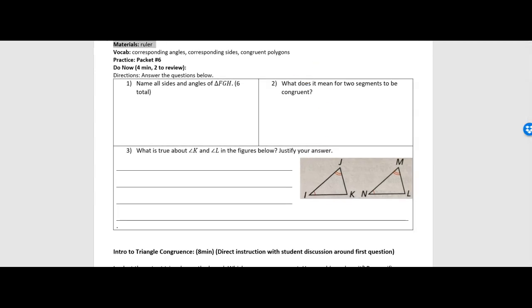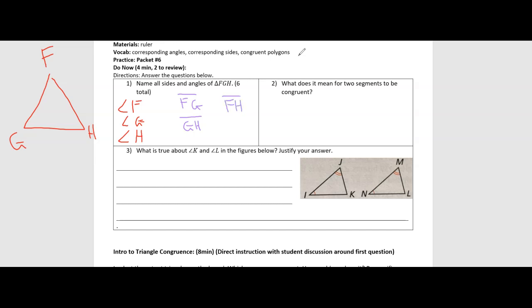All right, it says name all the sides and angles for triangle FGH. Well, we have angle F, angle G, and angle H. You can name those with 3 letters if you want. However, it's not necessary because if we had a triangle F, G, H, there's only one angle located at each of those vertices. So we could just use 1 letter. For sides, we have side FG, side GH, and side FH.